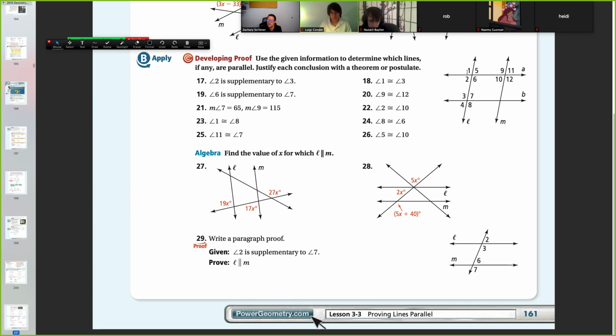1 is congruent to 3. That would be able to say A is parallel to B because of the converse of corresponding angles. Okay? If you had 2 congruent to, here's 2 to 10. Let's see if we get a 9 and 12. 9 congruent to 12, those are vertical angles. Not really anything you can say about that. Okay? 1 congruent to 8. All right? That's alternate exterior angles. So you would say that A is parallel to B because of the converse of alternate exterior angles theorem.